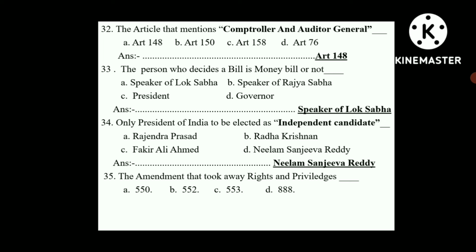The amendment that took away rights and privileges, that is 550, 552, 553 and 888. The article or the amendment that took away rights and privileges. Kindly remember, it is the... How many members are nominated by the President of India in Lok Sabha?